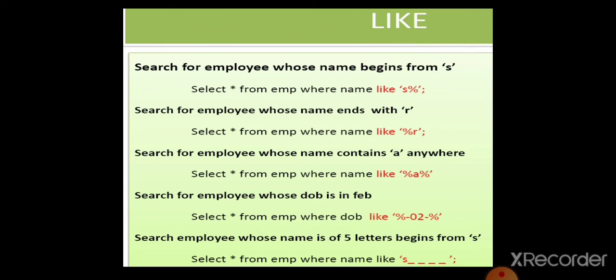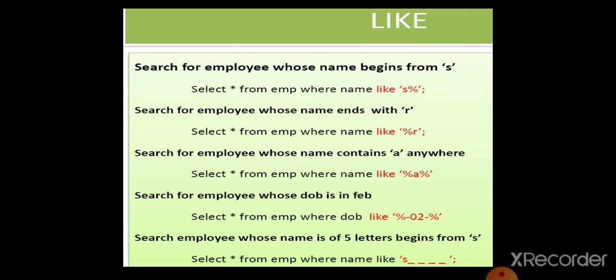Look at the next one. Search for employees whose date of birth is in February. Look at the LIKE clause, how they have given it: LIKE '%_02-%'. It indicates the date of birth column will have 02 in the middle, with a hyphen, a pattern in which a hyphen is given for the date.